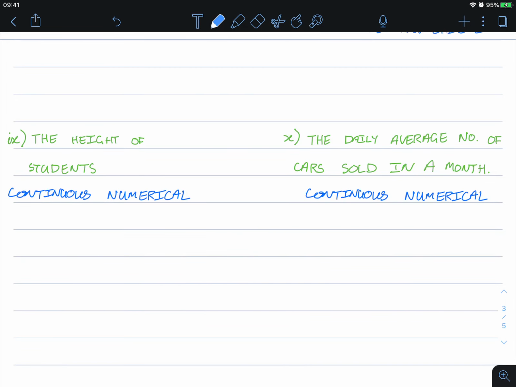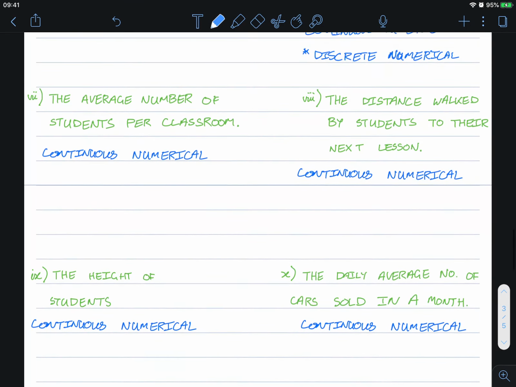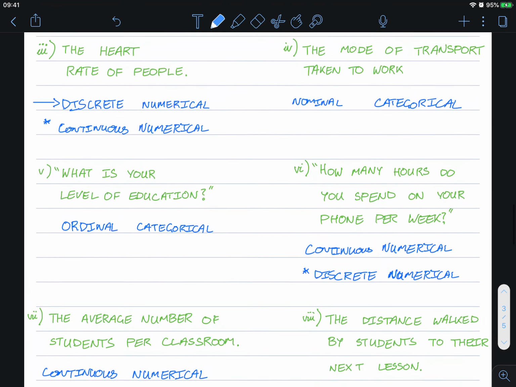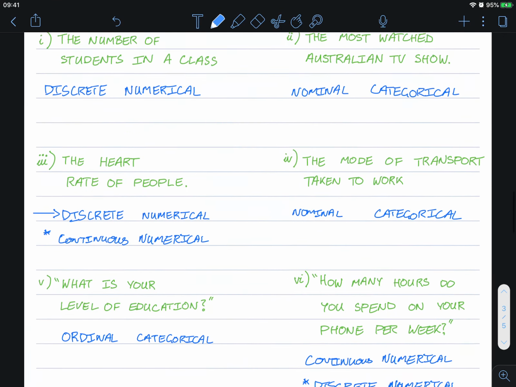So I hope that gave you a deeper insight with these examples on continuous or discrete numerical and ordinal and nominal categorical data.